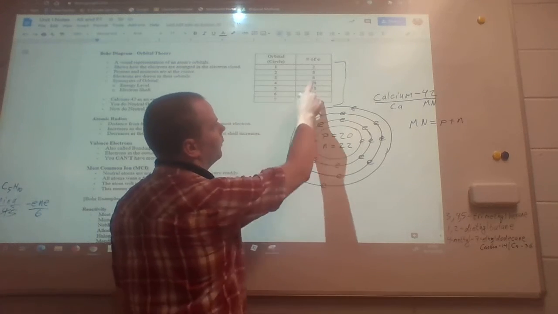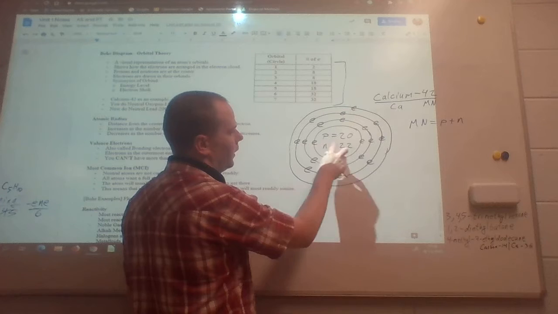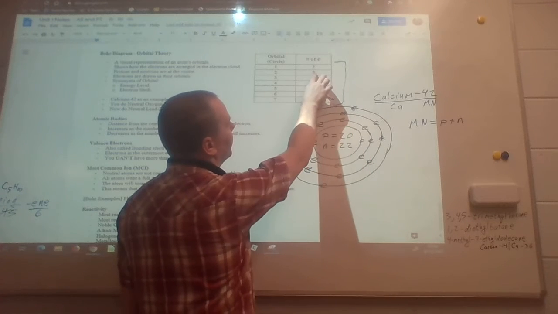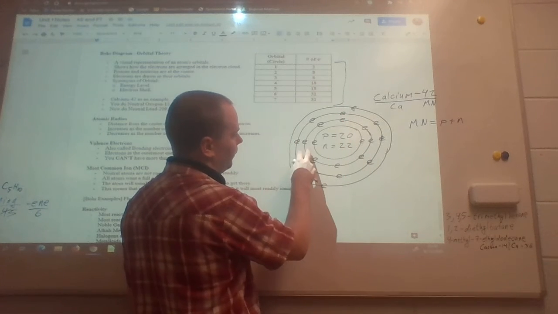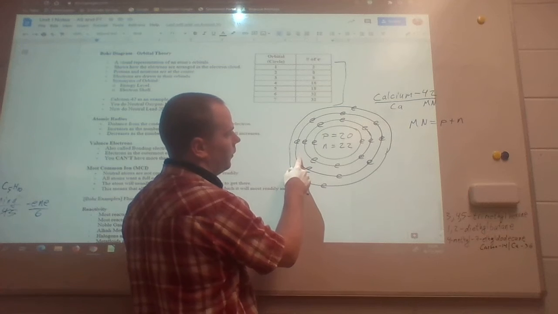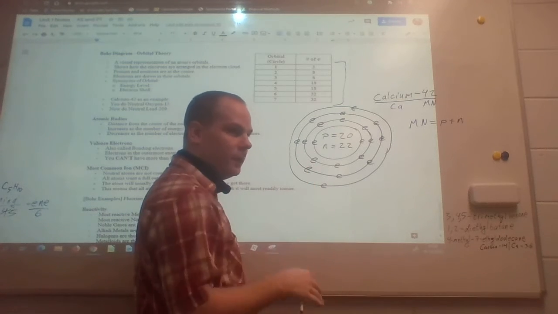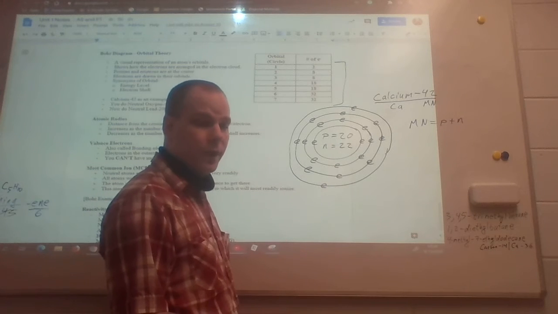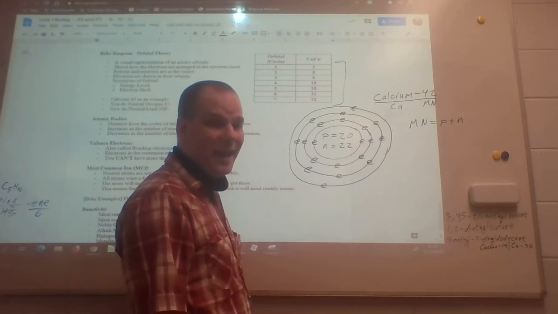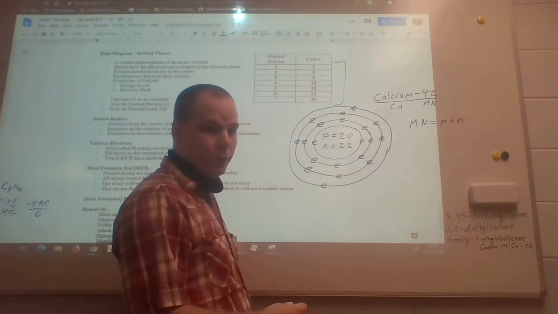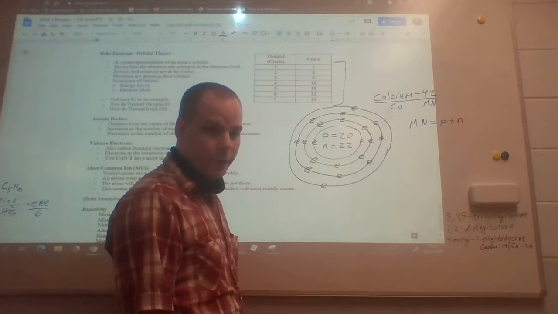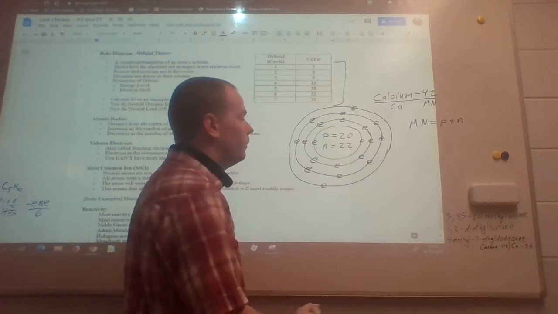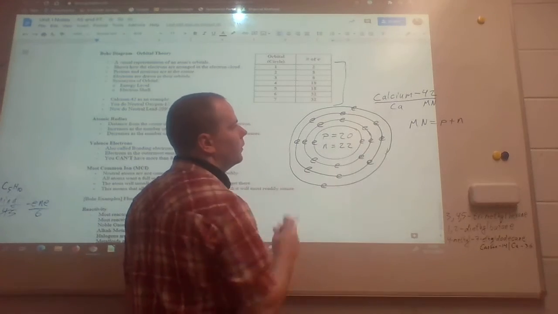So the first one can hold 2. So we've got 2 in the first. Then 8, 8, and 18. So we've got 8 in the second, 8 in the third. But that's 18 electrons right there. Between the first 3 shells, we've already accounted for 18. So we don't need to add another 18 electrons to the outer energy level. We only need 2. So we have only 2 in the outer shell.